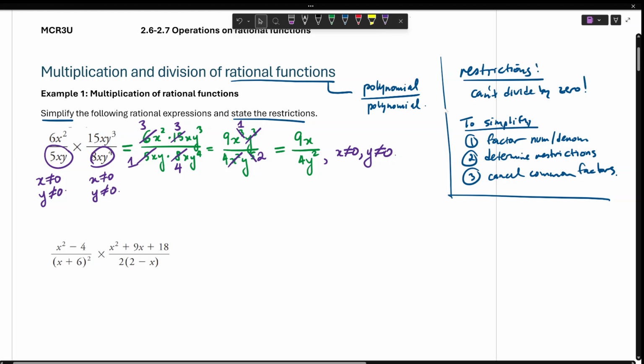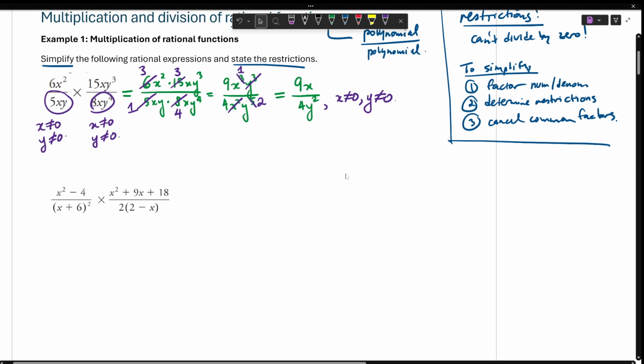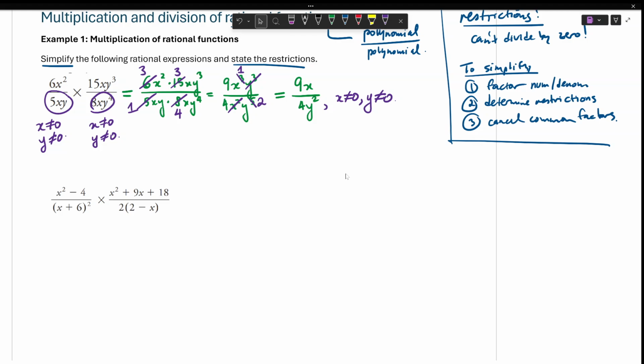That's the first example. Let's do the second one. Okay, so we have a slightly more involved one. You'll see some trinomials in there, difference of squares, whatever. So we're going to do exactly the same thing, but we're going to factor first. Let's factor x squared minus 4. That's the difference of squares, so that's x plus 2 times x minus 2. We're going to leave the denominator as it is, x plus 6 squared.